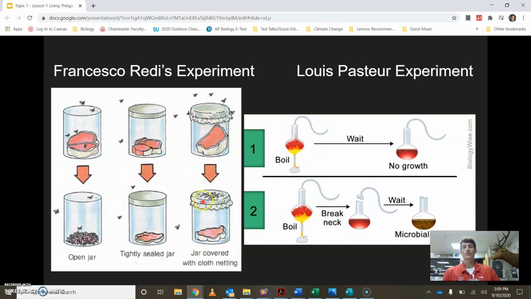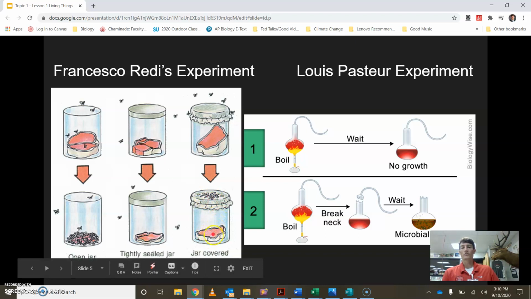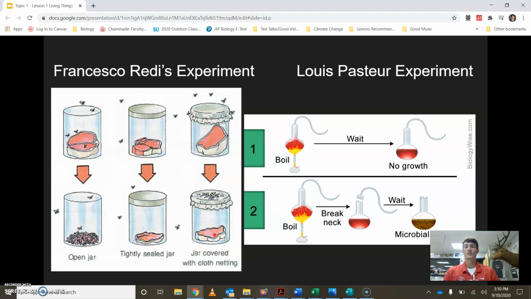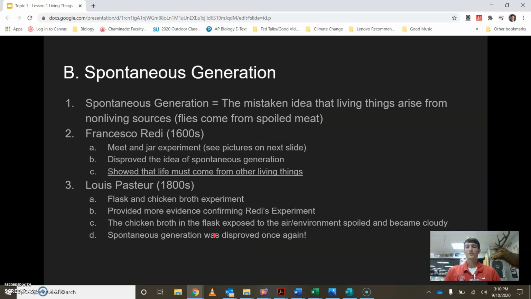And what he noticed was flies would have laid eggs on the surface of this mesh, but none of the fly larvae or maggots were able to get in and actually land on the meat. And as a result, this showed that flies, in this case, did not just come from meat. They actually had to come from other flies. So to go back a slide, one of the big things is that this disproved the idea of spontaneous generation, and it showed that life must come from other living things.